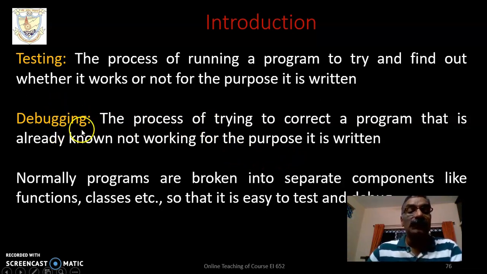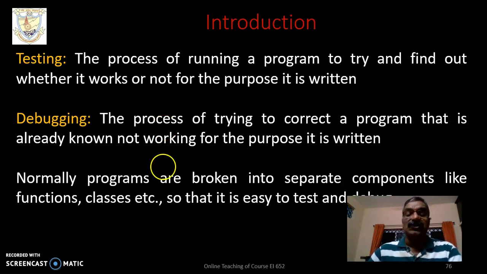And the second one is debugging. Debugging is the process of trying to correct a program that is already known not to be working for the purpose it is written. So debugging follows testing. In the sense, if the program after testing is not working, we have to go back and check where there is an error, where we went wrong.